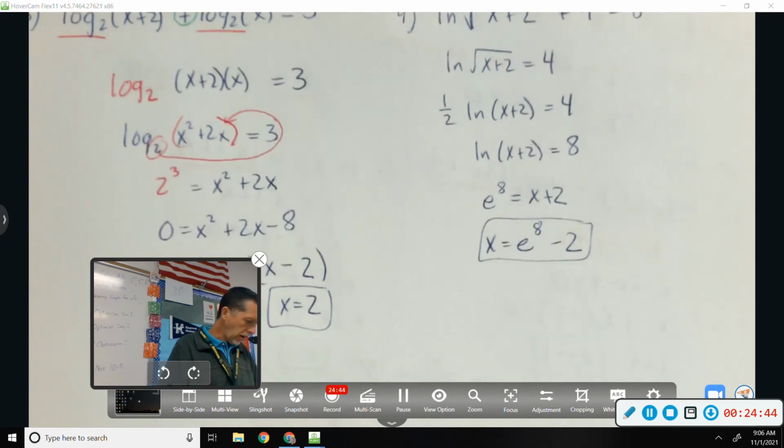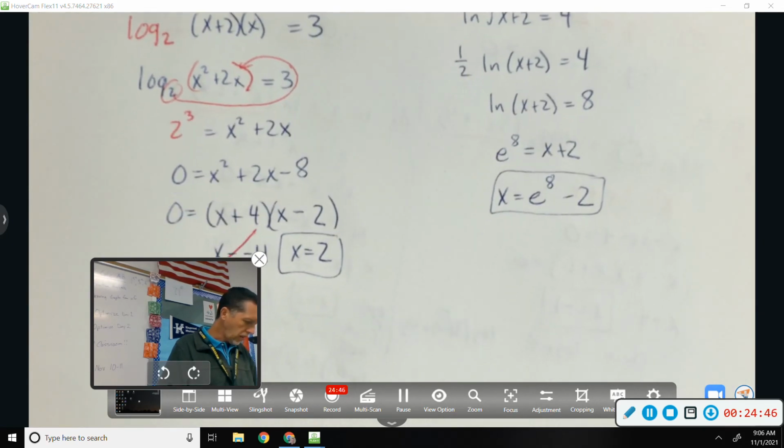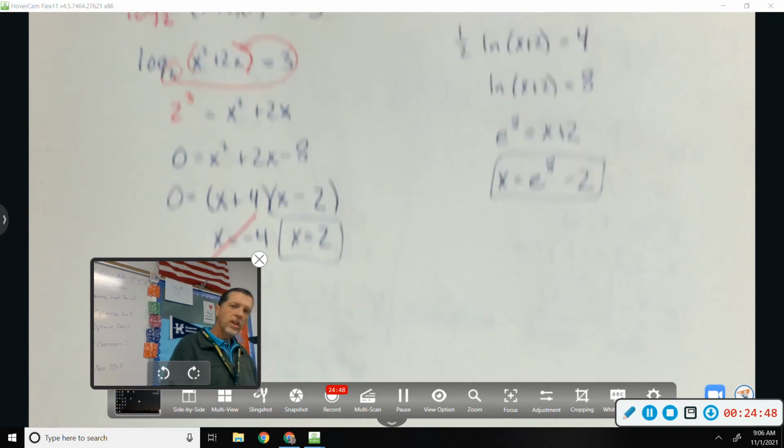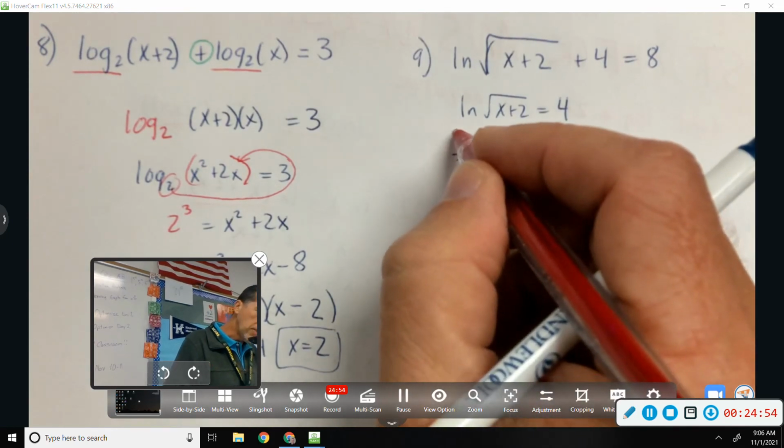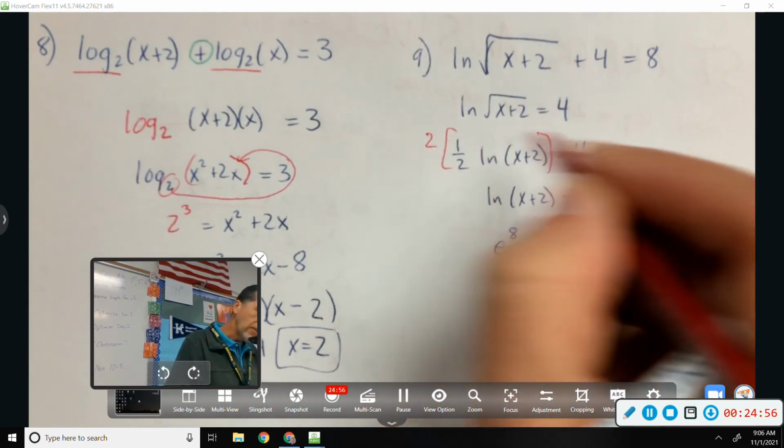I think we can get by with one more example. Where'd you get 8 from? Right here, I multiply both sides by 2 to get rid of that 1/2.